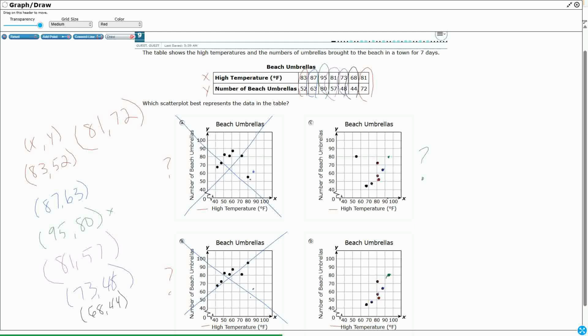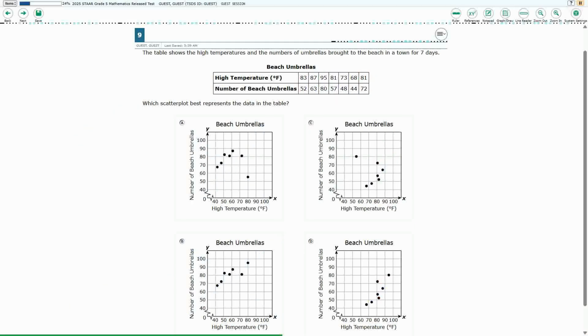So there's only one point that was off. Now, thankfully, it was one that was kind of easy to see. It's this 95 as an X, 80 as a Y. It's just not there on C. But other than that, if you didn't test every single point, if you tested the first two and the last two, it would look like C and D are both equal. But they are not. D is the only one that is correct. And so that is our answer, D.